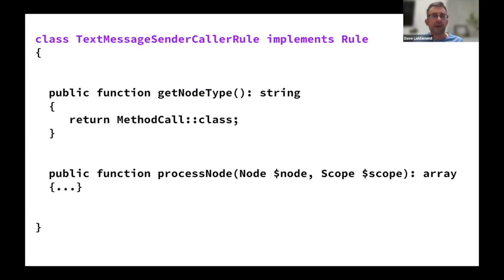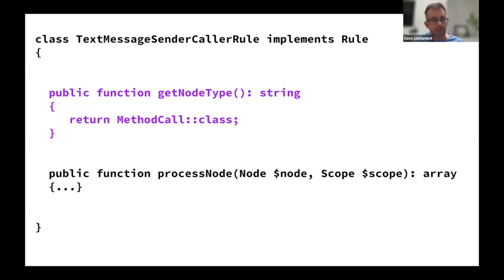So let's create our class. We've got our text message sender caller rule. Potentially there's a better name than that. What we're interested in is our get node type, where, as we saw earlier, the type of node we're interested in is called method call. So we're saying I am interested in method calls.